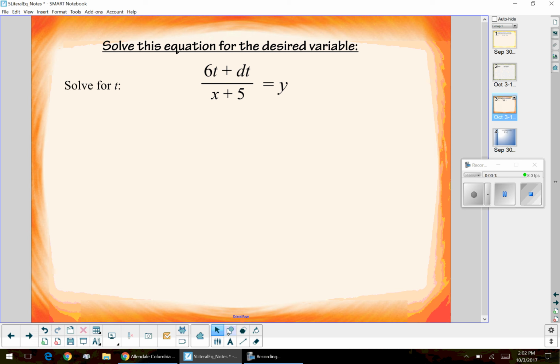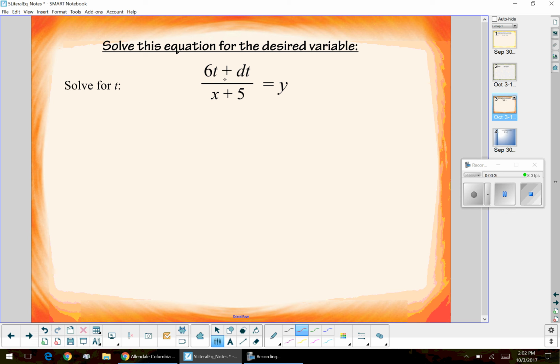So if I take a look here, I notice that I'm trying to solve for t. And it says 6t plus dt divided by x plus 5 equals y. What's a little tricky here is that the t is in two different locations, right? T is both multiplied by 6, it's also multiplied by d before they're added together. And I'm not sure exactly how to deal with that for right now, but we'll come back to that.